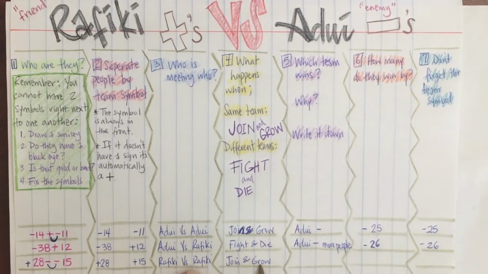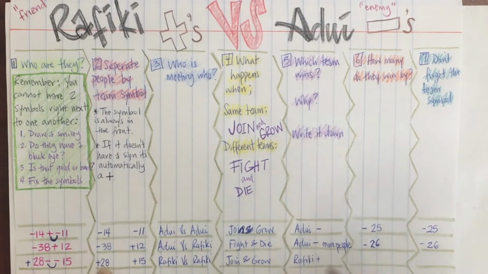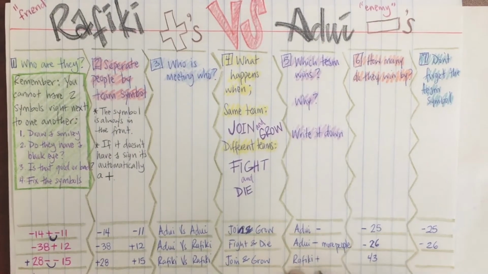Okay, which team wins? Obviously Rafiki because they're the only team there. So your positives are going to win. By how many do they win by? Well, if you have the same team members, you're going to grow, so more in numbers. So more is 43. And don't forget the team symbol, which is positive. You don't have to write the positive in front of the number.